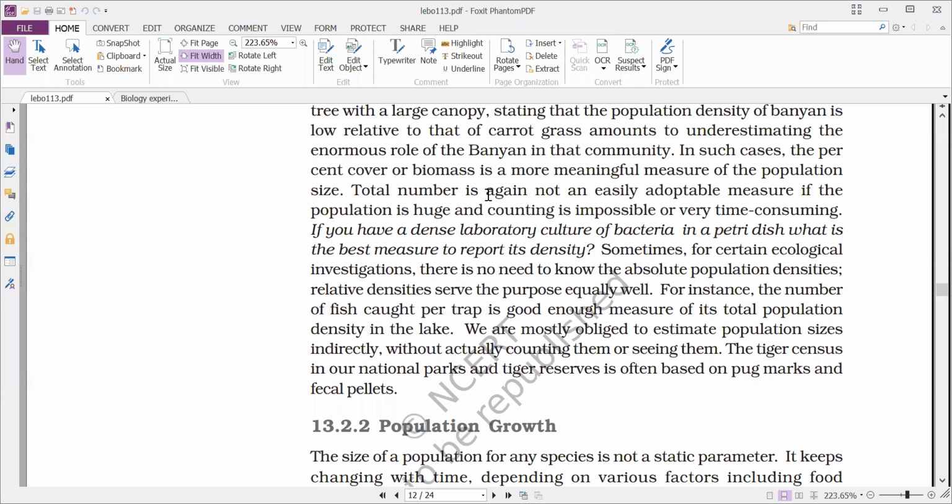These are some of the attributes of the population: birth rate, death rate, sex ratio, and population density. And how the population density is calculated for different organisms, that we can understand here.